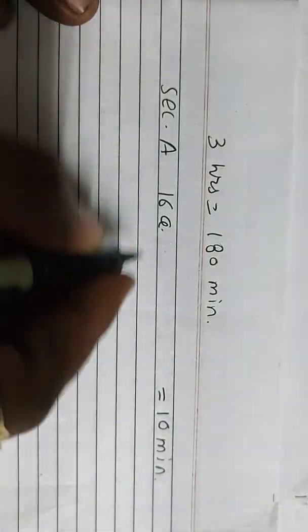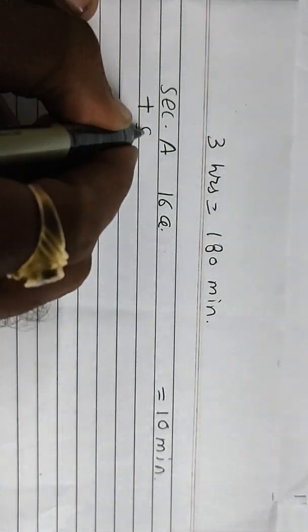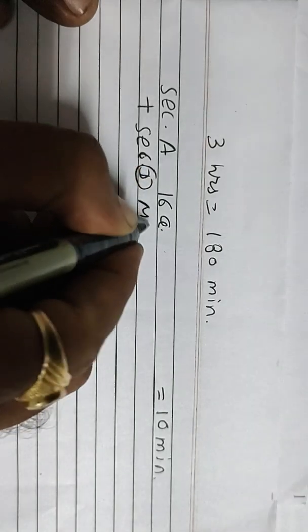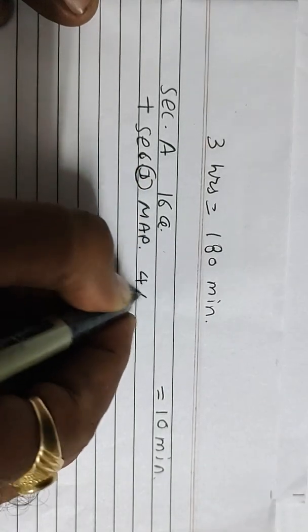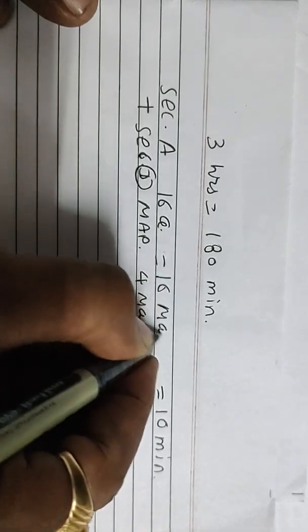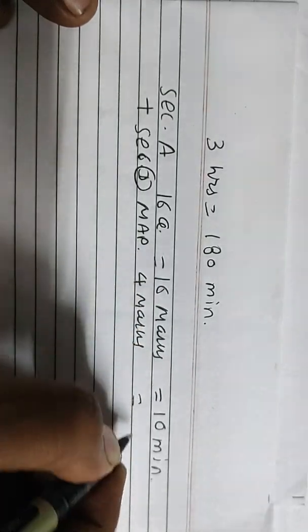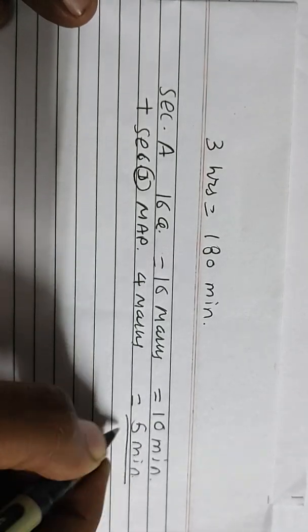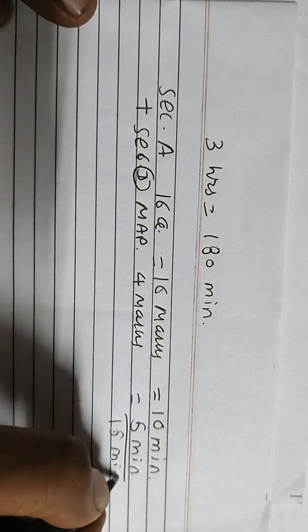Then along with this, section D, map work of 4 marks. This is of 16 marks. Map work of 4 marks you can complete in 5 minutes. So altogether it is 15 minutes.